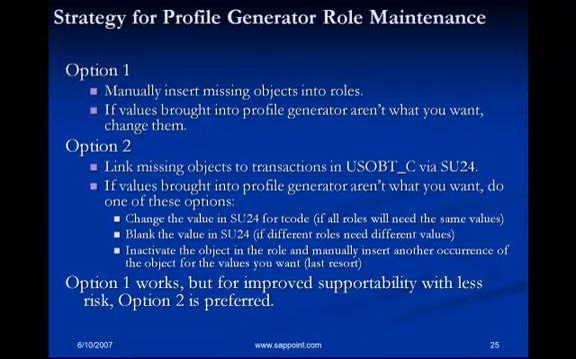Now, the second option that you have is, if an object is missing from the role, and the authorization error comes up because of the missing authorization, you can link that object to the transaction using the transaction SU24, that is by maintaining the table USOBT_C. Now, that is the first case, where the objects are missing.